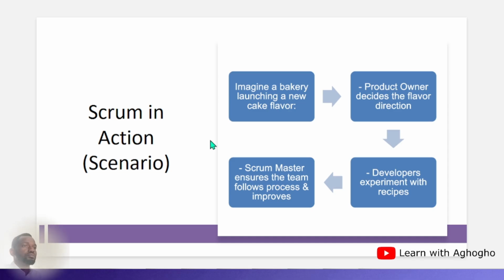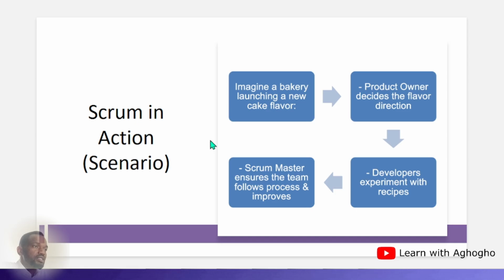Scrum in action. So we are going to be using the bakery scenario, where the stakeholder requires the bakers to come up with a flavor for them. So imagine a bakery launching a new cake flavor.